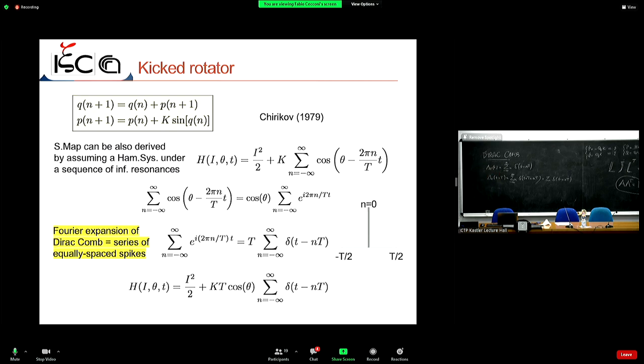But any periodic function in an interval is amenable to a Fourier representation, no? If I make a Fourier representation of this, because it's periodic, I can have, and this I leave to you as an exercise, this. So this is the Fourier representation of the Dirac comb. Okay. Then I arrived at this very simple Hamiltonian that I write.